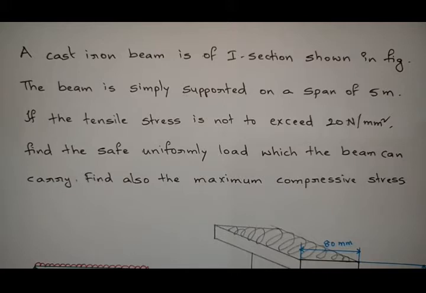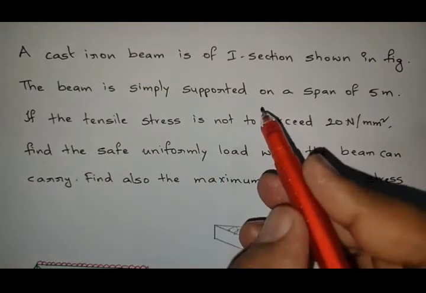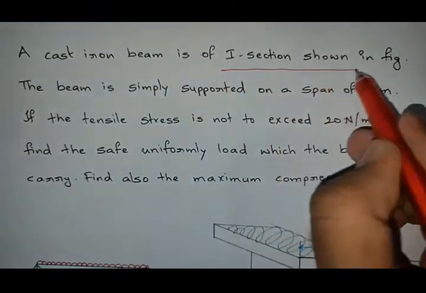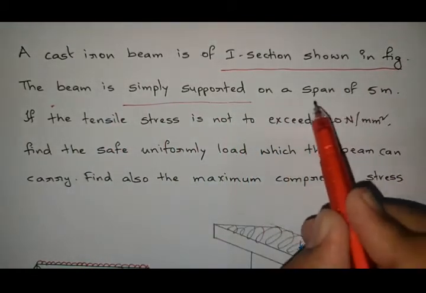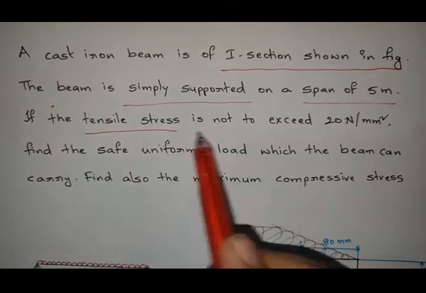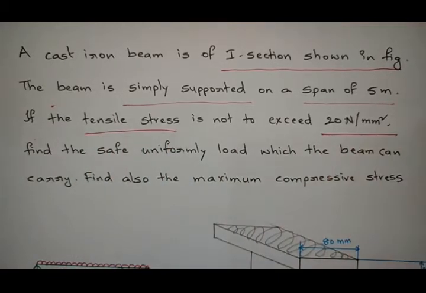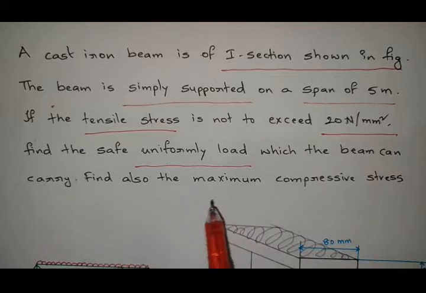So a cast iron beam is of I section shown in figure. So ఇక్కడ మనకి ఇచ్చిన సెక్షన్ ఏంటి? I section. The beam is simply supported on a span of 5 meters. If the tensile stress is not to exceed 20 Newton per mm square, find the safe uniformly distributed load, that is UDL, which the beam can carry. Find also maximum compressive stress.